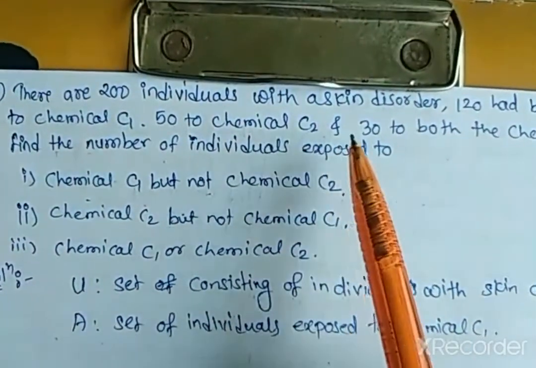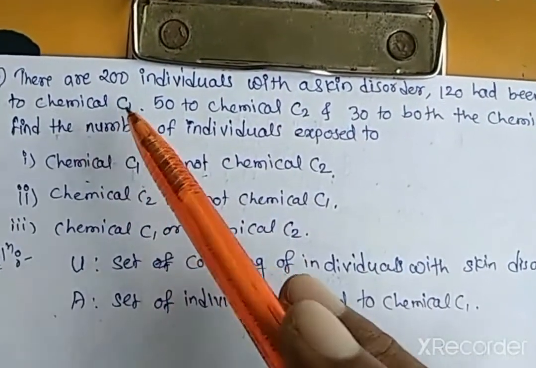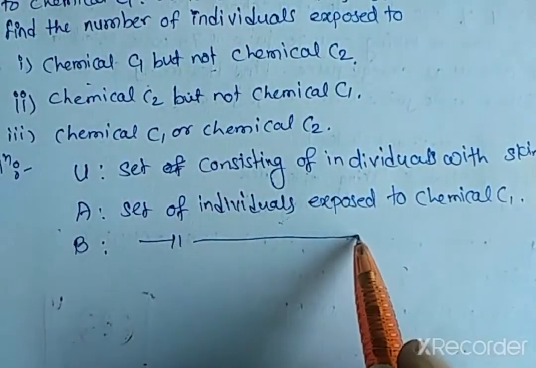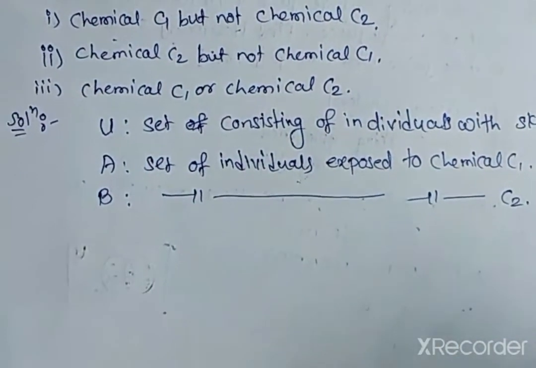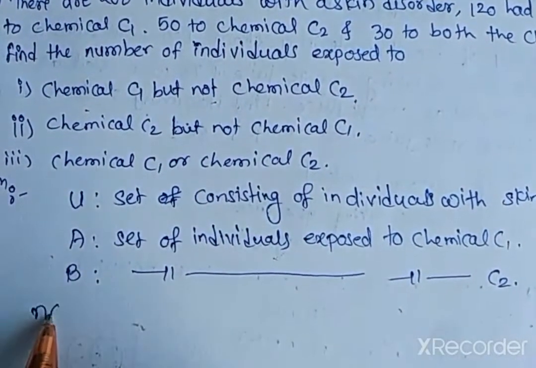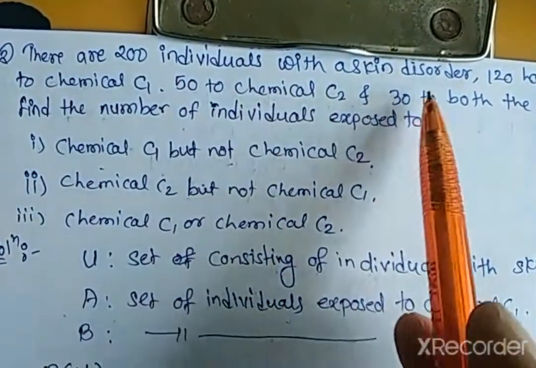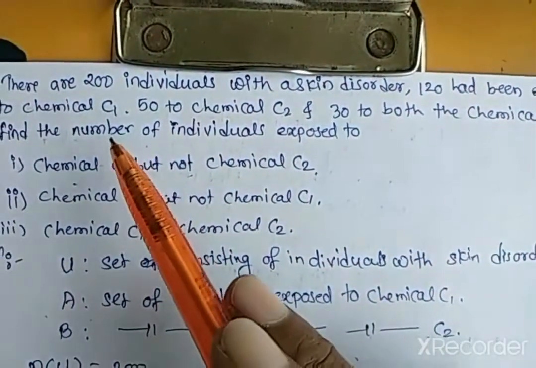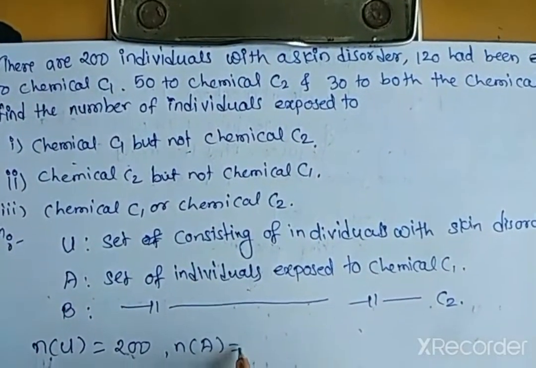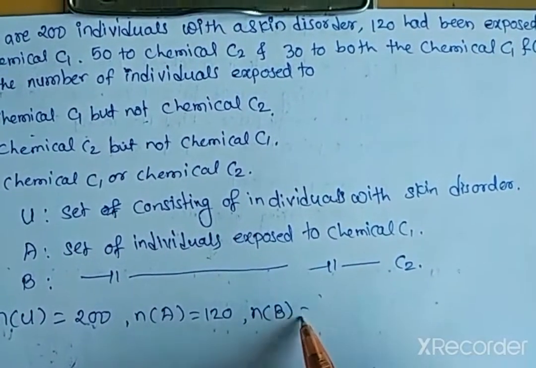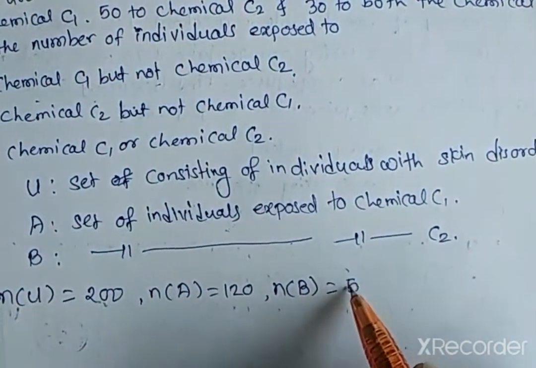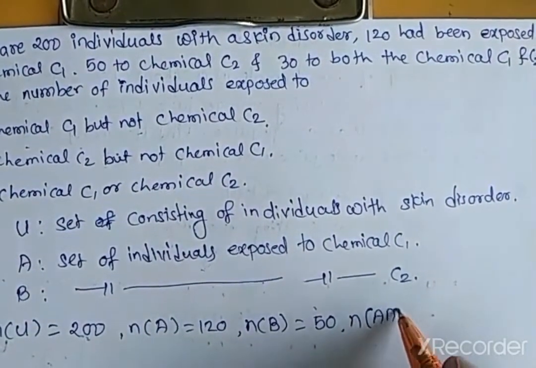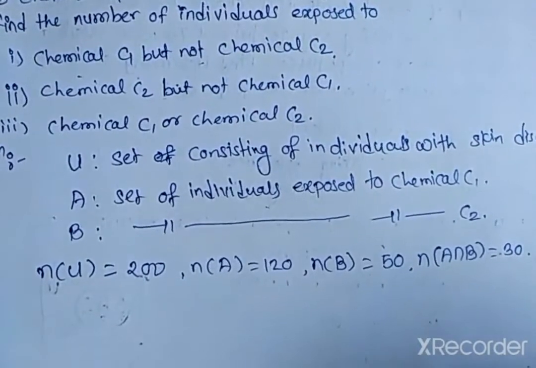This data we write from the question only. Here 120 had been exposed to chemical C1, so we write the set of individuals exposed to chemical C1, and set B as the set of individuals exposed to chemical C2. Okay. Now from the question we write n of U is equal to 200 individuals with skin disorder. Next, 120 had been exposed to chemical C1, so n of A is equal to 120. Next, n of B is equal to 50 for chemical C2, and for both chemical C1 and C2, n of A intersection B is equal to 30. Okay, this is our given data.